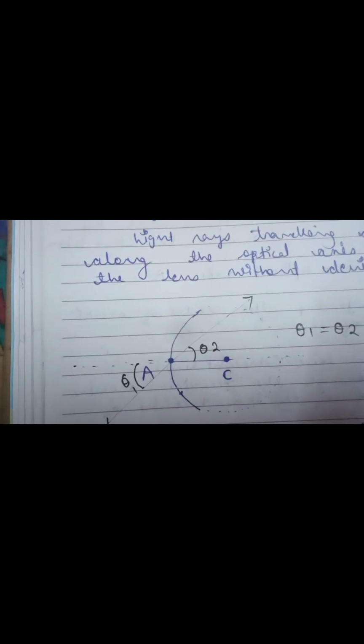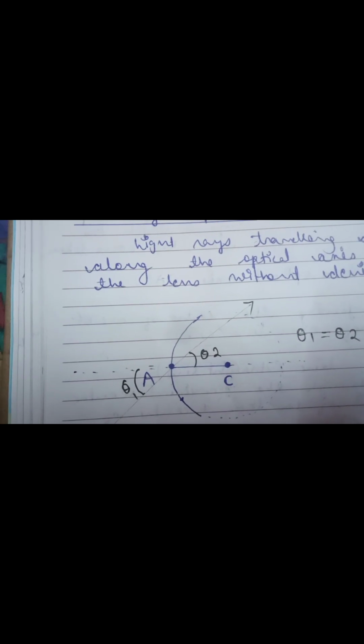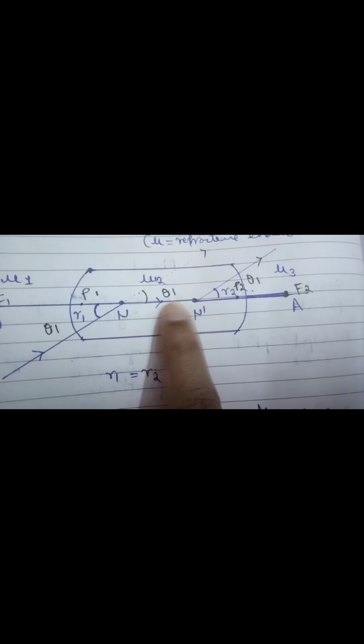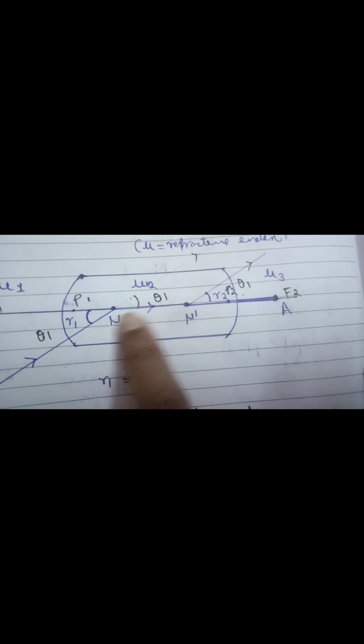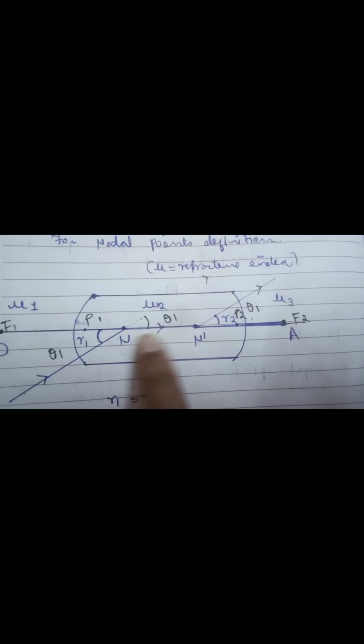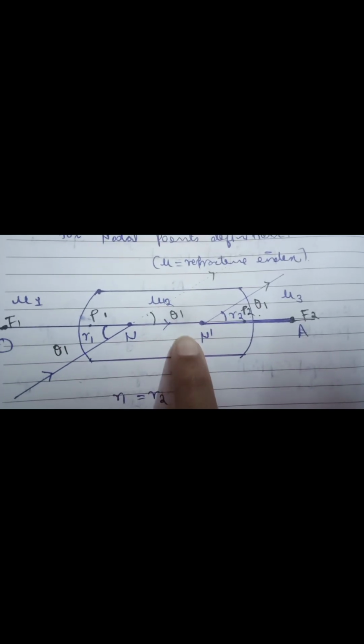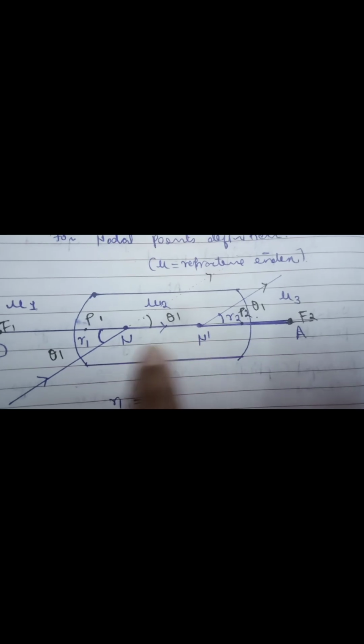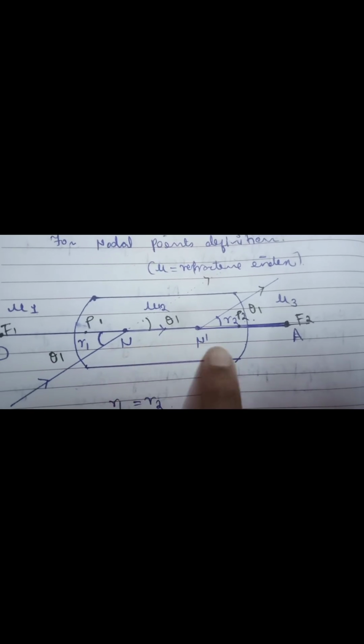Now let us see what happens in case of a thick lens. In case of a thick lens, as it is thick, there is no one optical center. It gets split into 2 points, and these are called nodal points. These are not called optical centers. This terminology gets replaced with these 2 points, nodal points.